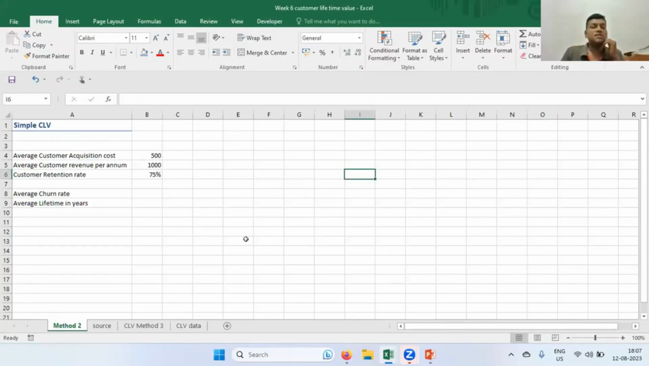So again, simple concept here. The average customer acquisition cost is 500 rupees or $500. The average customer revenue per year is 1,000. Customer retention rate is 75%.